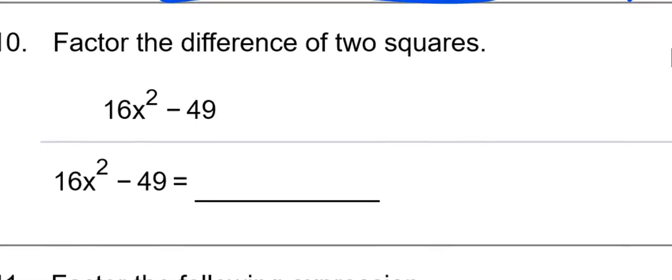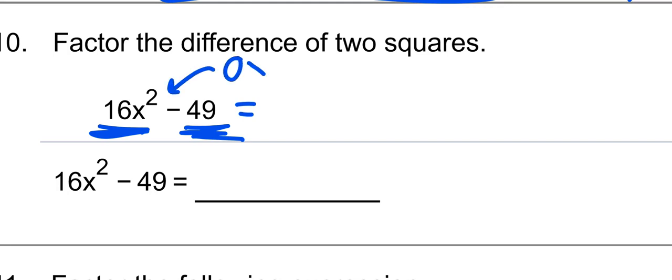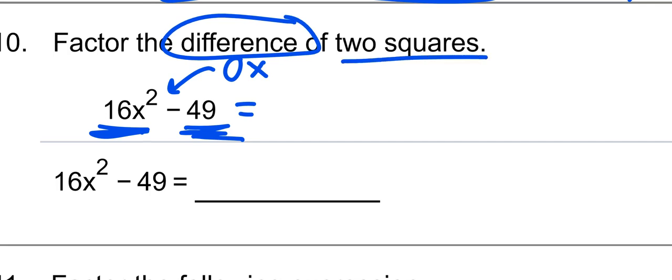Here's another difference of perfect squares. Now, notice that the first thing's a perfect square. Notice that the second thing's a perfect square. Also, notice that there's no middle term, right? That middle term has to be that 0x thing. It's a difference of two perfect squares.